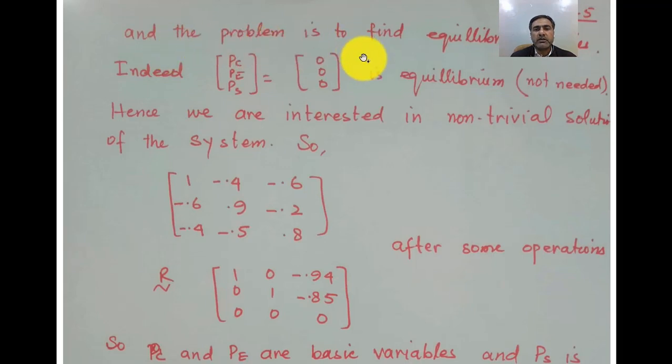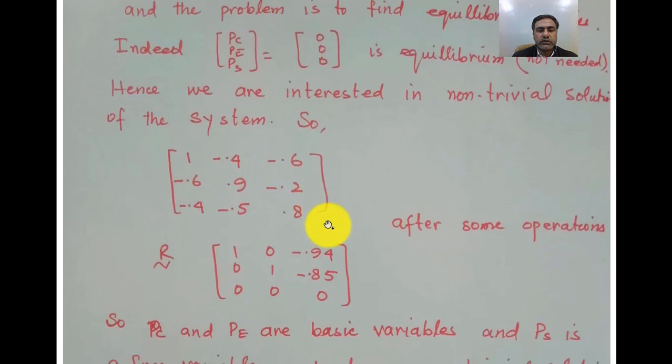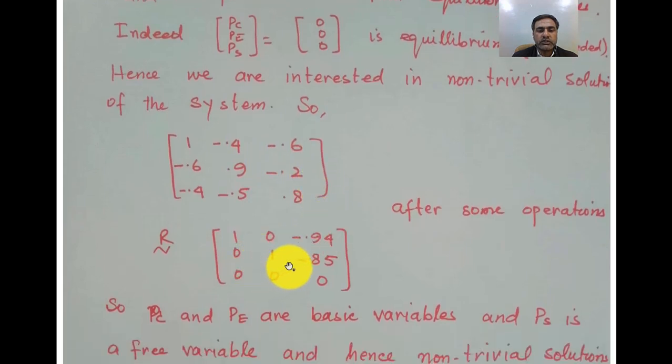And the problem is to find equilibrium prices. Indeed, PC, PE and PS equal to 0, 0, 0 is an equilibrium state, but that is not needed. Hence, we are interested in the non-trivial solutions of the system. So to compute that, I consider the matrix of its coefficients and reduce it to reduced echelon form, which is given here.